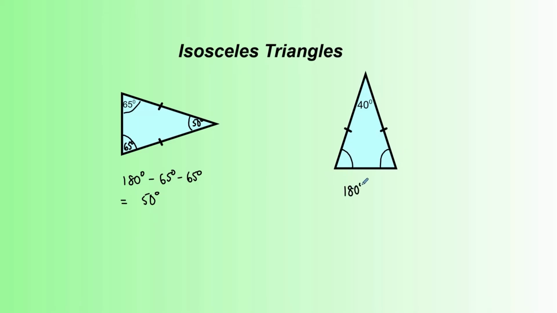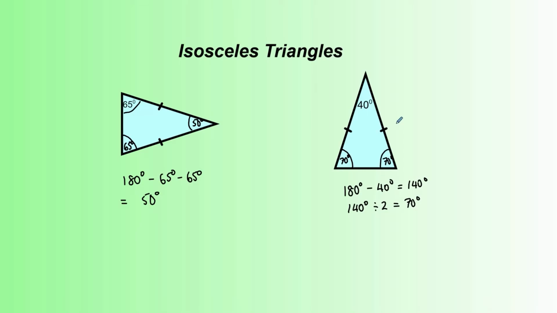We're going to do 180 degrees, take away 40 degrees. And that gives us 140 degrees. So that means these two angles have to add up to 140 degrees. Now, because they're both the same, we can split that. So 140 divided by 2, split between the two angles, is 70 degrees each. So that's 70 in there and 70 in there. And if we add them together now, that gives us our 180 degrees altogether.